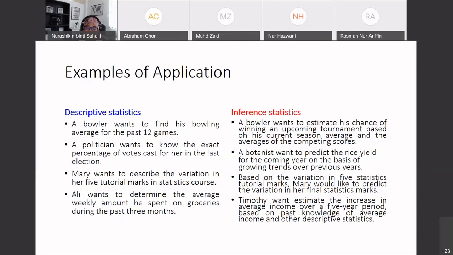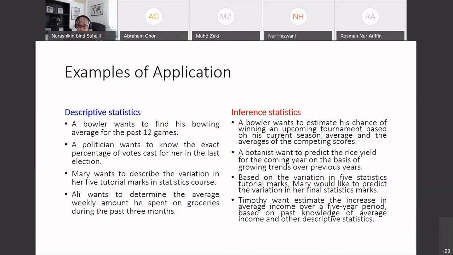Okay, that's descriptive statistics. Inferential statistics, situation: a bowler wants to estimate his chance of winning an upcoming tournament based on his current season average and the averages of the competing scores. So you can see that he is using the data that we have now in order to predict what he will get in the future, to estimate the chance of winning. That is a prediction. A botanist wants to predict the rice yield for the coming year on the basis of growing trends over previous years. So it's a prediction for the yield for the coming years.